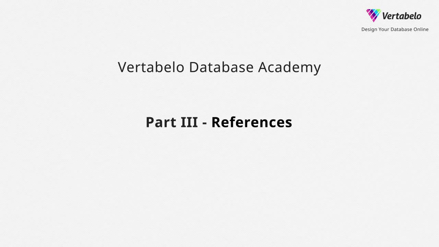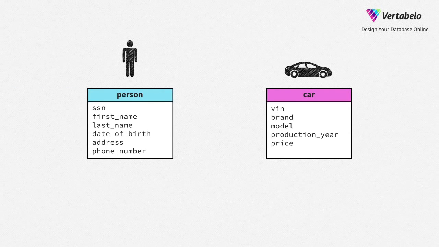Part 3. References. In the previous videos, we defined two tables, person and car. They describe what data we will collect about people and cars. Both a person and a car have some data that identify them. In the case of a person, it is social security number. And for a car, it is a vehicle identification number. These are their identifiers.